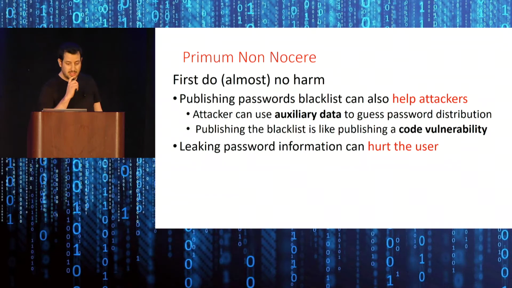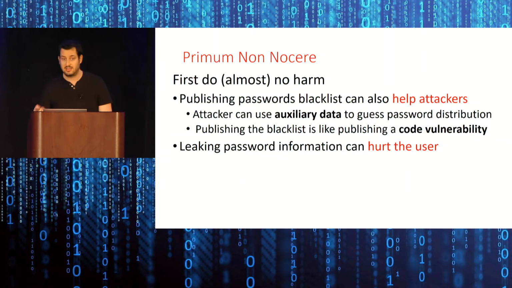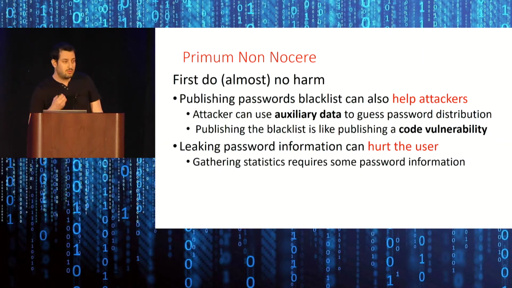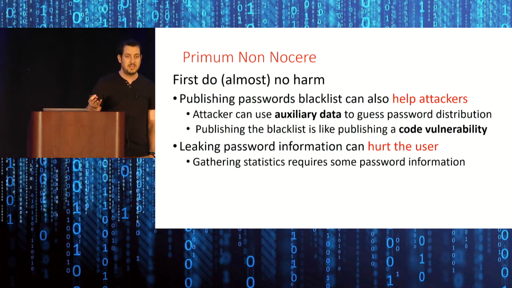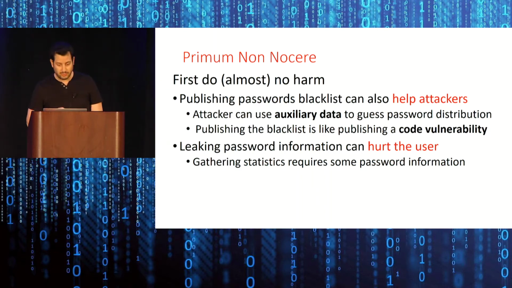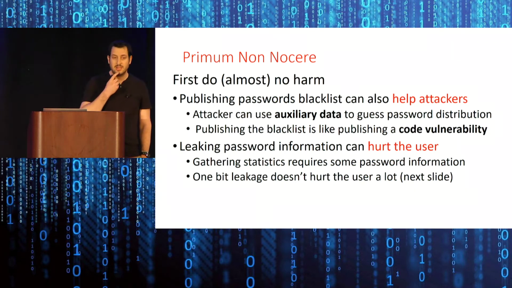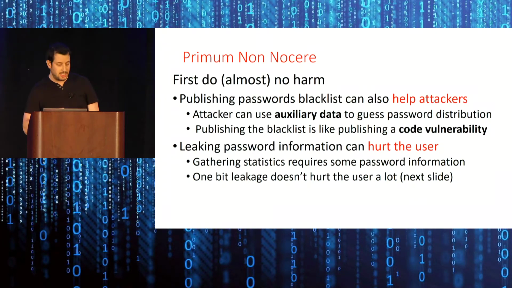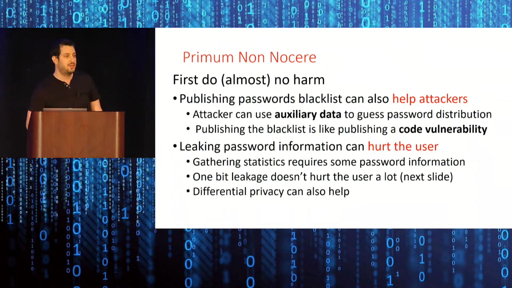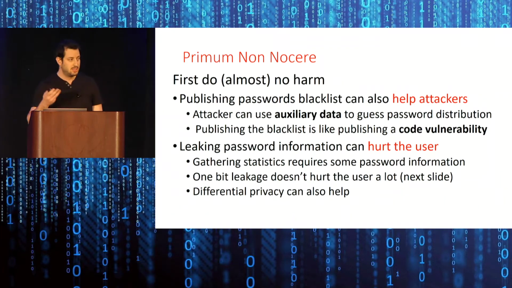Another point that we need to realize is that leaking any information about user passwords is something that might hurt the users, hurt their privacy. And to gather some statistics about passwords, we need to learn some kind of information about individual users' passwords. So the first thing we want to claim, and we're going to try to prove it, is that 1 bit of leakage on a password is not something that's really going to hurt the users too much. And moreover, we can show how to use differential privacy to also help reduce the amount of leakage on user passwords to something that can really preserve their privacy.